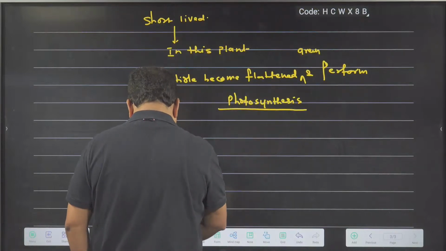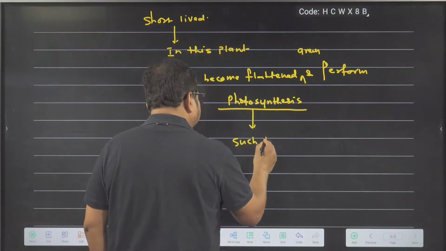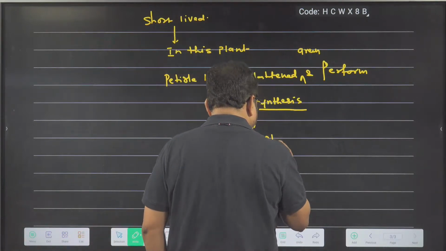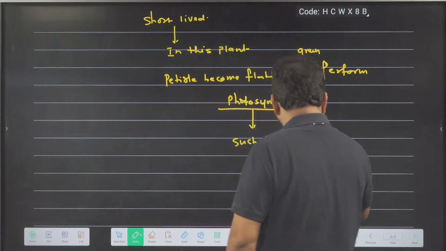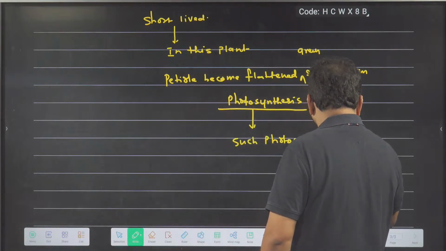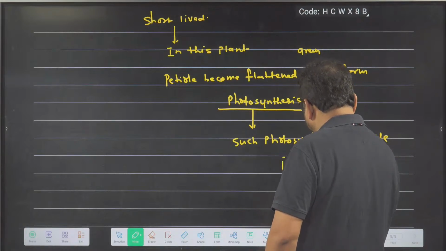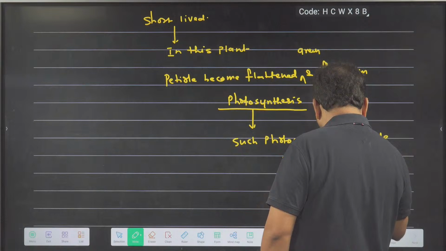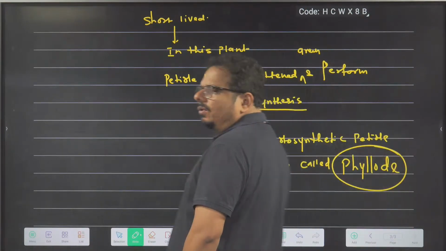Such a photosynthetic petiole is called Phyllodes. It is called Phyllodes.